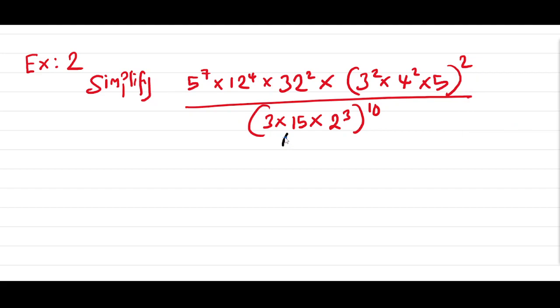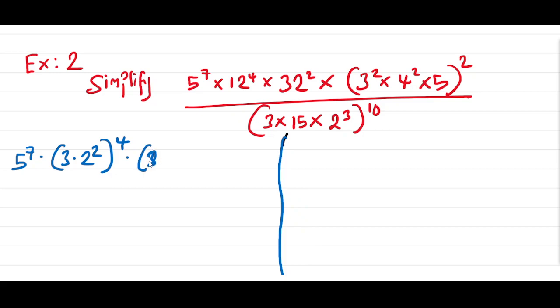So we have 5 to the 7th power, but then the 12 will be written as 3 times 4, or 3 times 2 to the second power, all to the power of 4. The 32, of course, will be 2 to the 5th power, all to the power of 2.